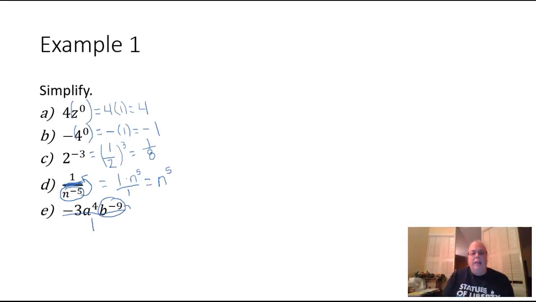I'm going to take the -9 exponent and the base that it's attached to and move it down into the denominator with my 1. And that's going to turn this into -3 times A to the +4 power. And on the bottom, we'll have 1 times B to the +9 power. So this is going to be -3A to the +4 divided by B to the +9.